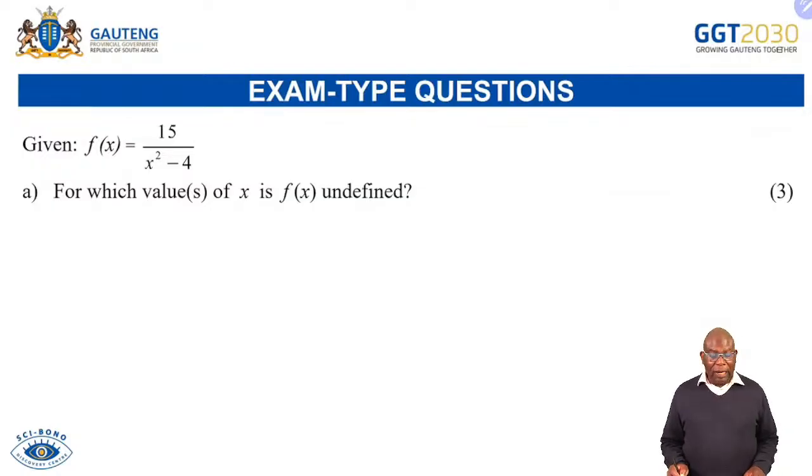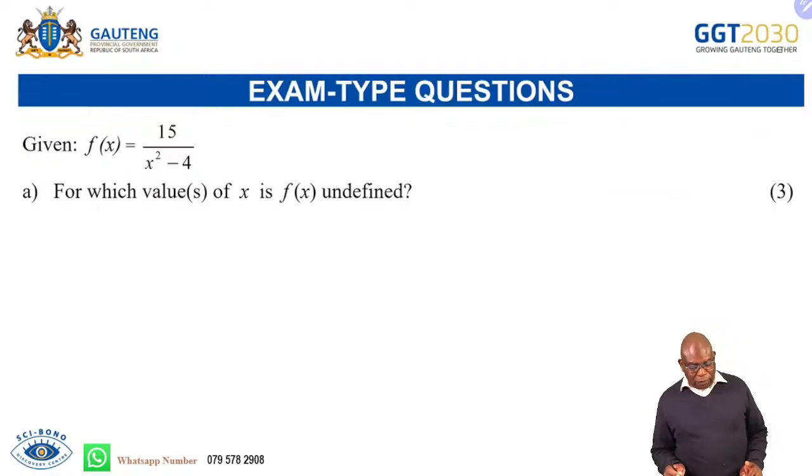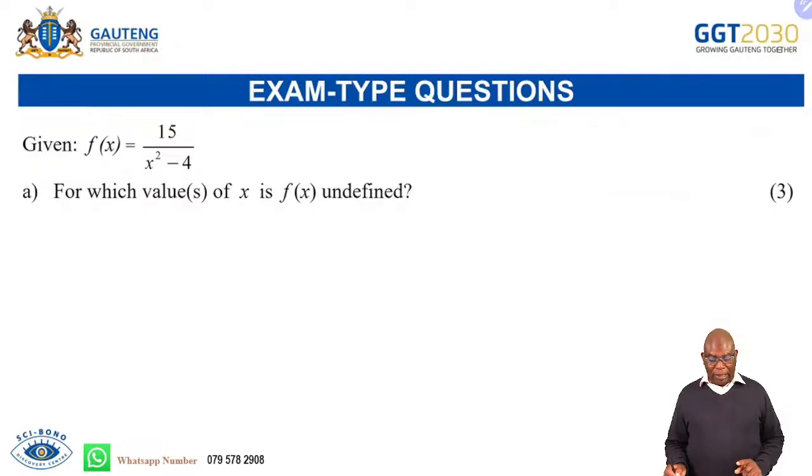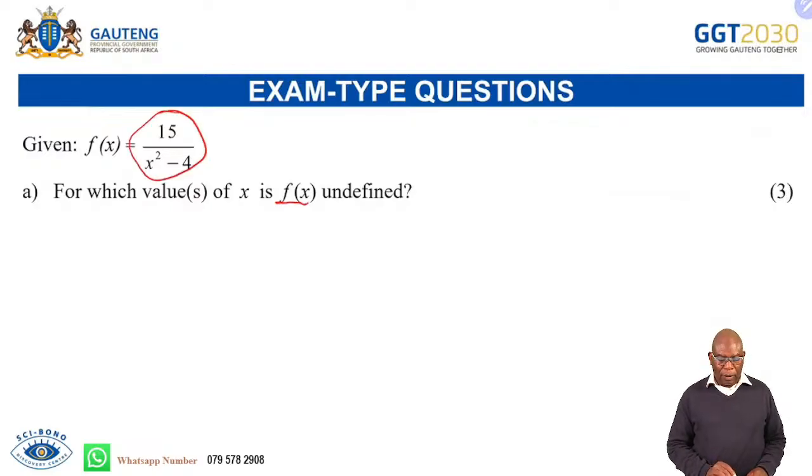Now, if I'm given f of x equals 15 over x squared minus 4. Here, I need to understand the roots. I need to understand what is undefined. I need to understand how I get the nature of the roots in this one also. Now look at this. It says, for which values of x is f of x undefined? So f of x is that whole thing here. When will it be undefined?